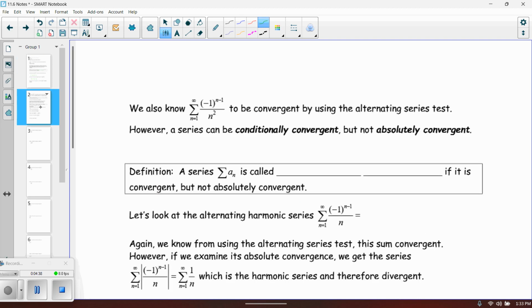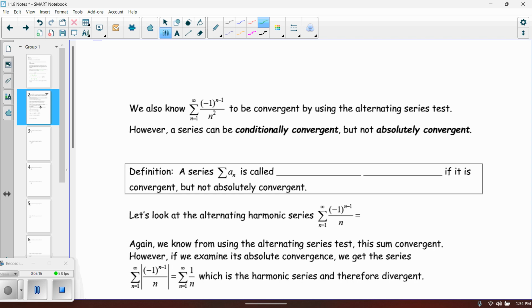All right, let's take a look at page 2. We also know that the original series itself, without taking the absolute values, would be convergent because of the alternating series test. I'm not going to write all the criteria out, but the absolute value of the terms would approach 0 as n goes to infinity, and the absolute value of the terms would decrease in value. So it would fit the alternating series test, which means the original series is also convergent.